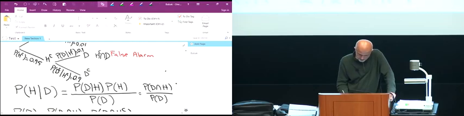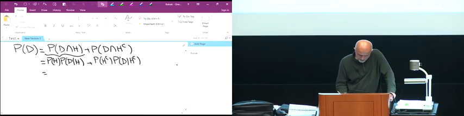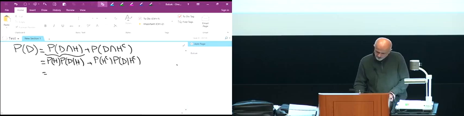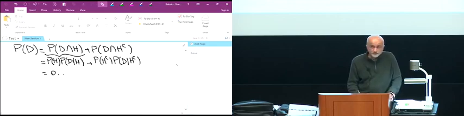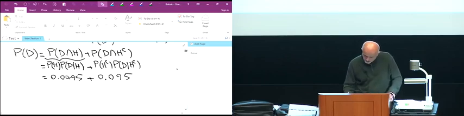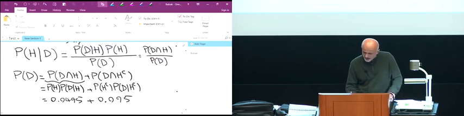Okay, what's the answer? What's the probability of D? What's the numerical value of the first term? 0.0495 plus, what's the second term? 0.095. Okay? And the numerator of Bayes' equation is D and H.